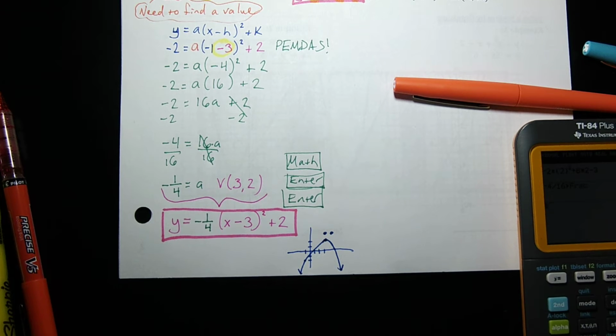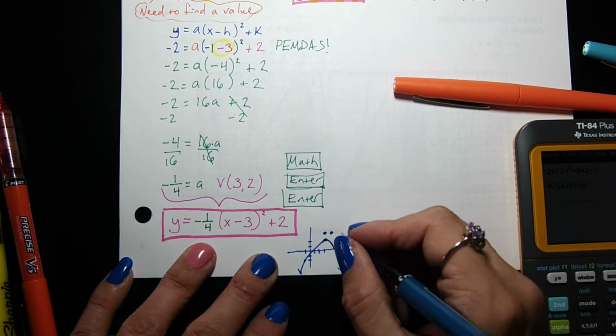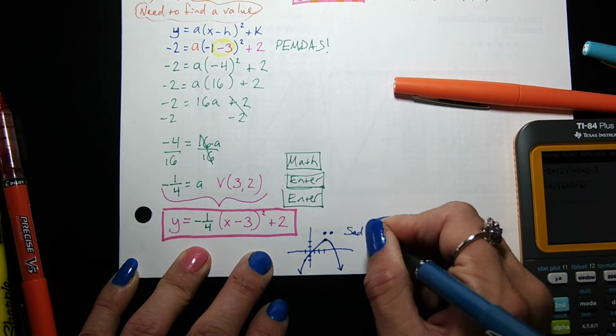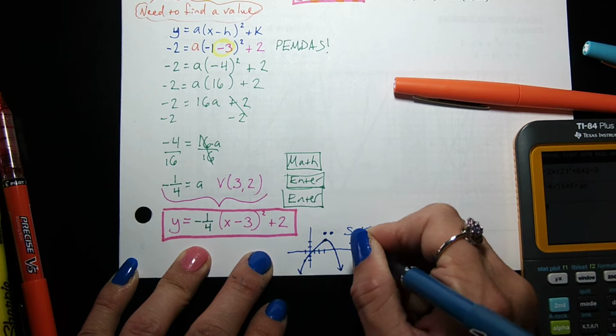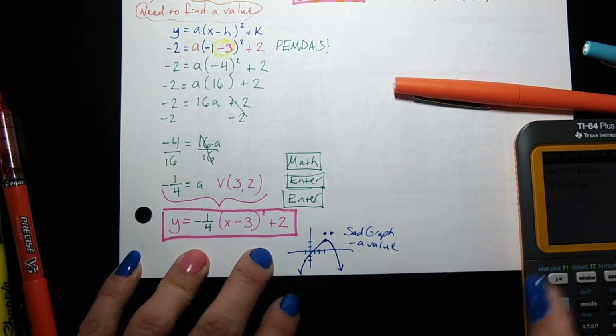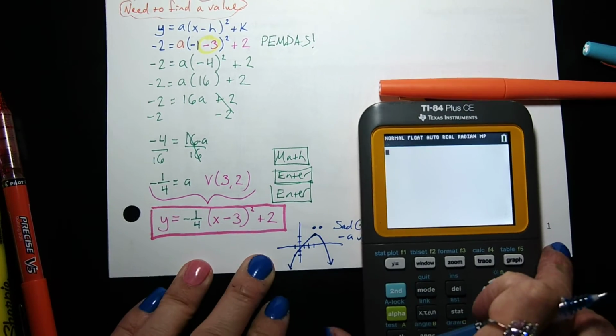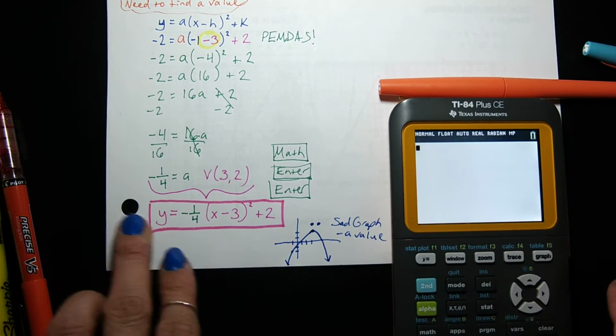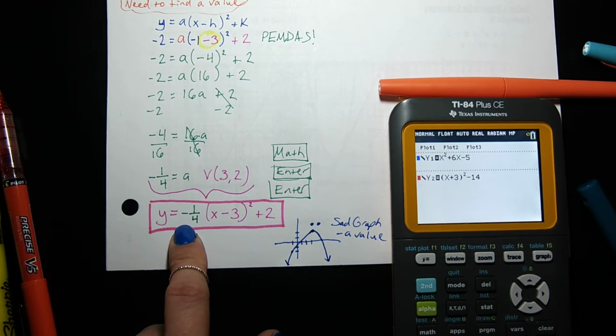Is this consistent with what we found our a value to be? Yep, a negative a value means it should be sad. So sad graph, negative a value. We can also check this equation on our calculator. So if I type this in, y equals negative 1/4 (x minus 3) squared plus 2.